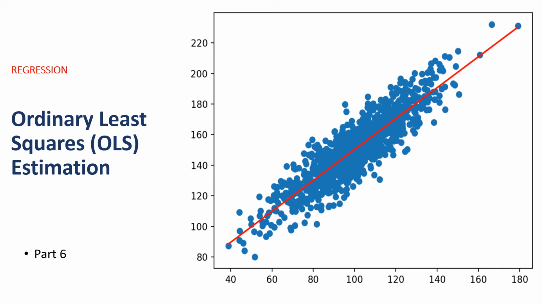Dear students, in this lecture we are going to discuss ordinary least square estimation. In the last lecture we discussed regression. Regression is a term in statistics which is used for specifying the relationship between one dependent variable and one or more independent variables.